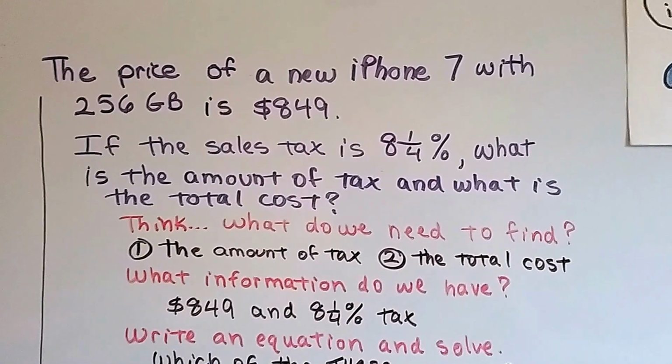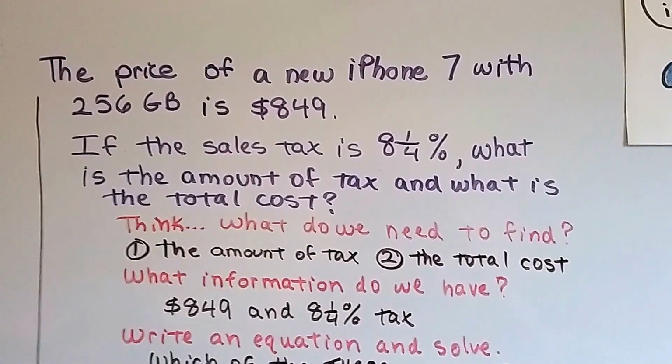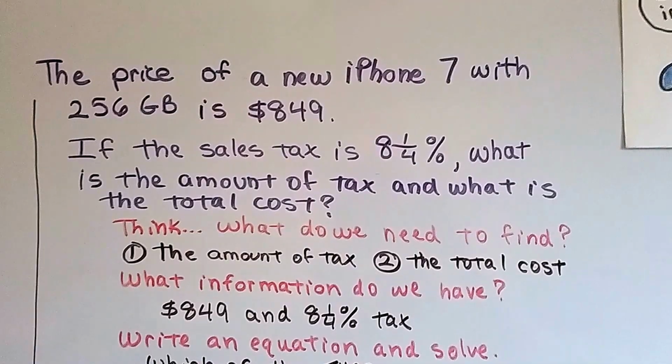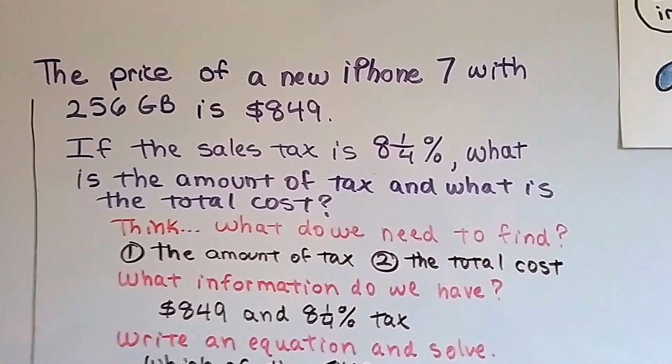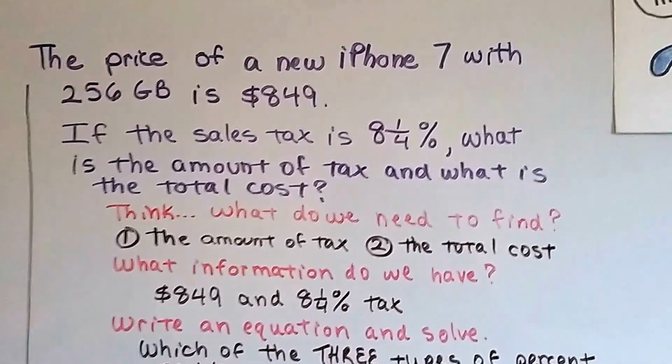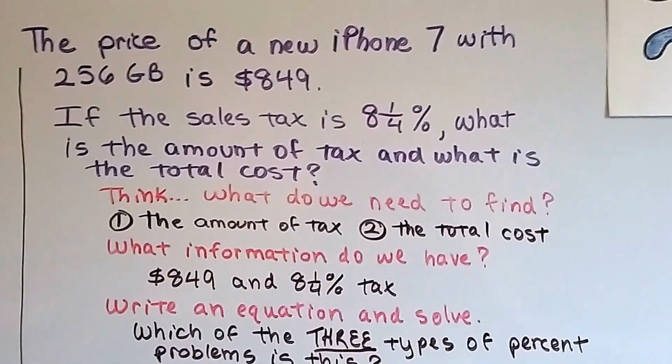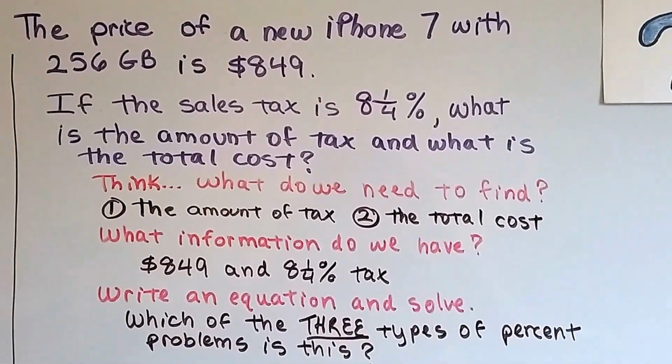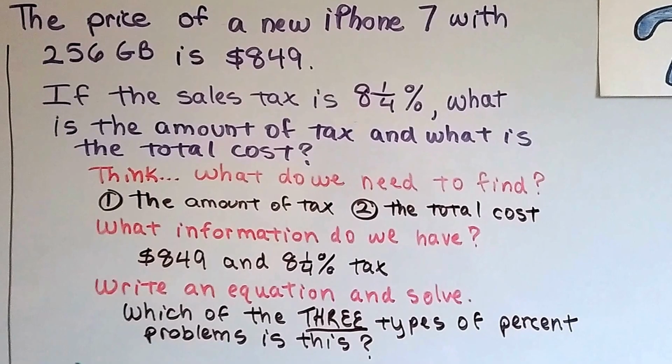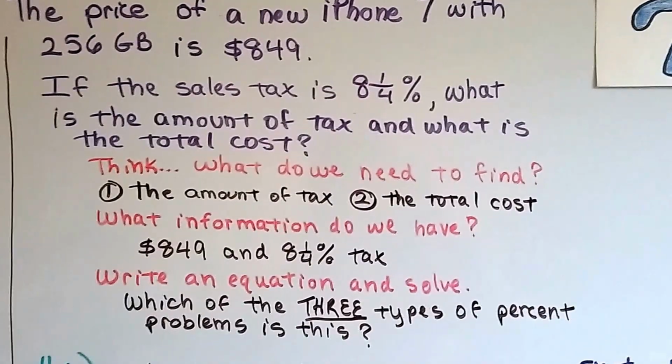Okay, think. What do we need to find? Two things. We need to find the amount of tax in money, and we need to find the total cost once the tax is added. So what information do we have? That the phone is $849 and the tax is 8 1/4%. So we write an equation and solve.